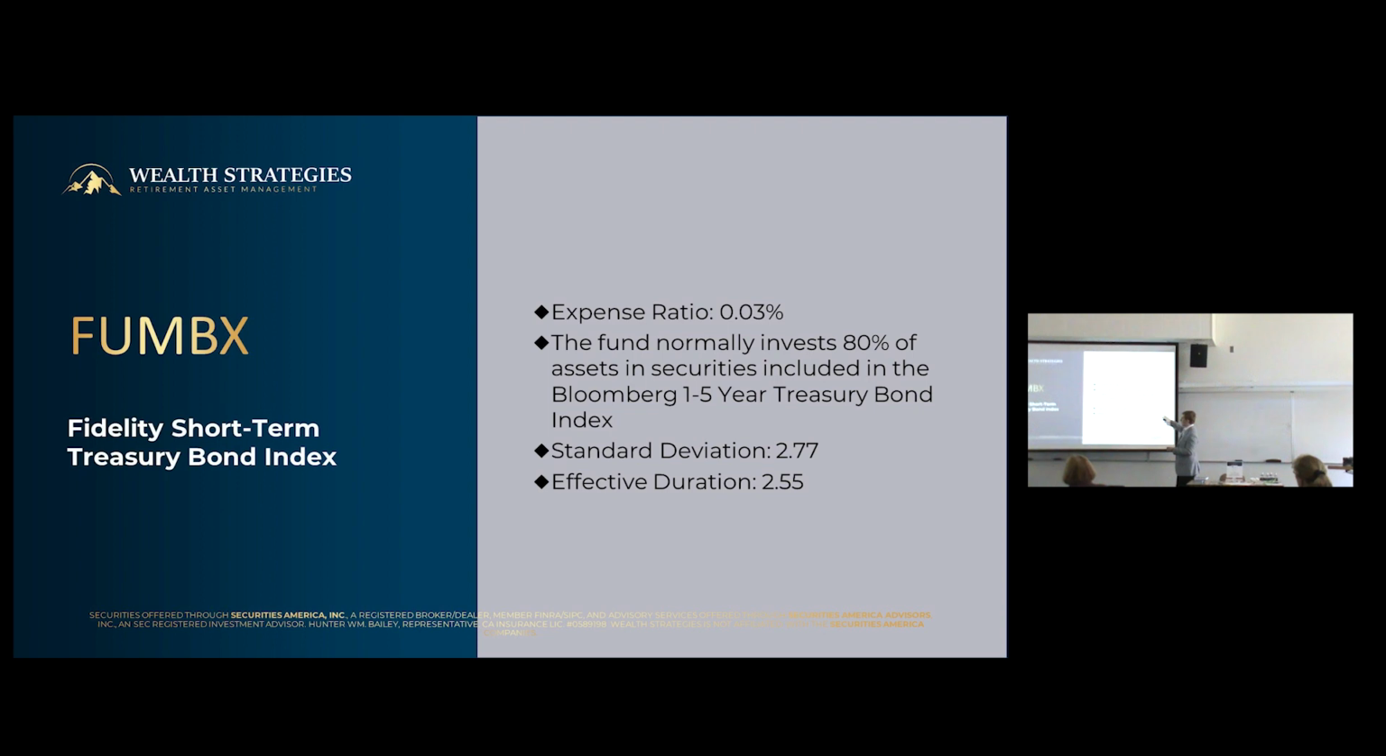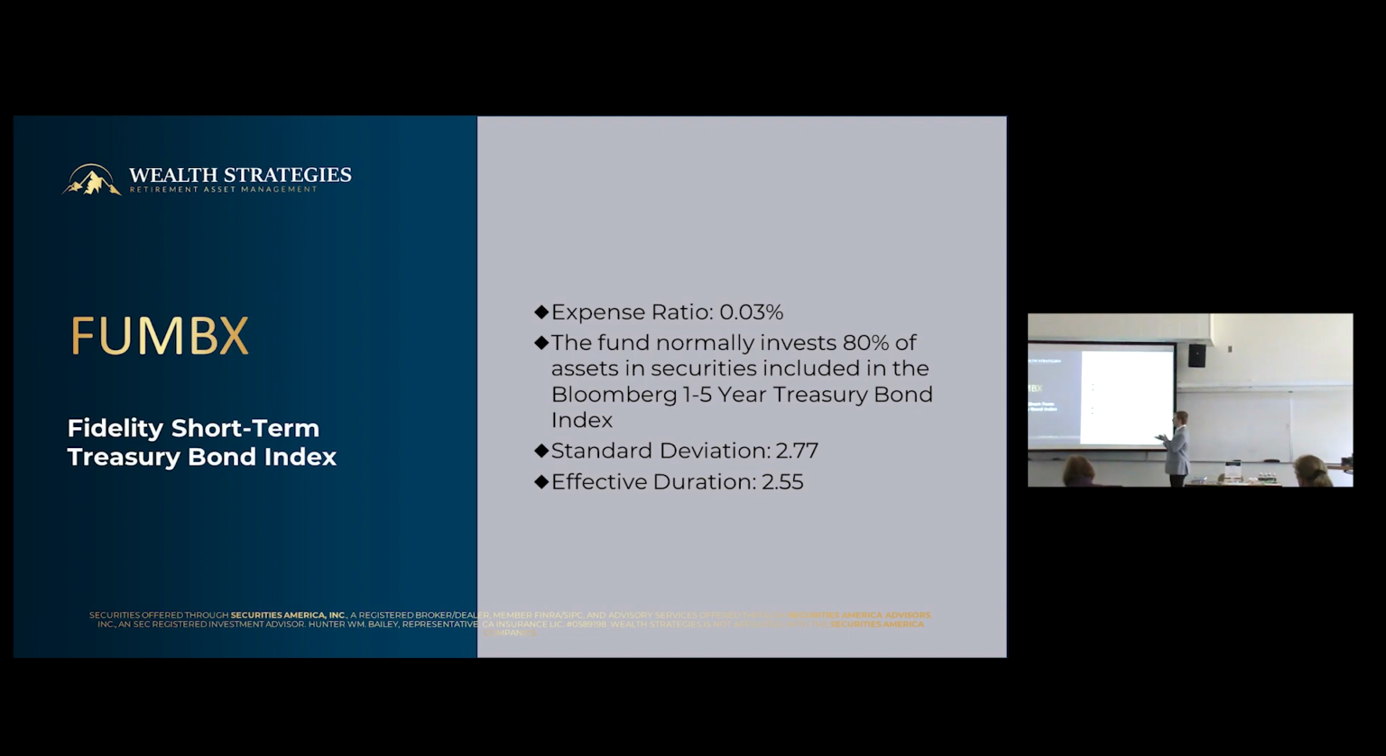You can see that the standard deviation is relatively low. It's under 3%, and the effective duration is also under 3 years. The thing that we want from this is not a lot of volatility. Again, yes, the yield is nice, but the main thing that we want to make sure we're providing for is those cash needs that the investor will have.